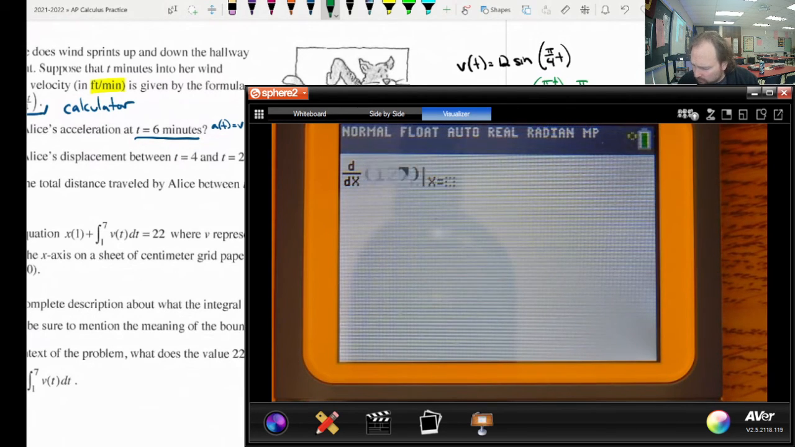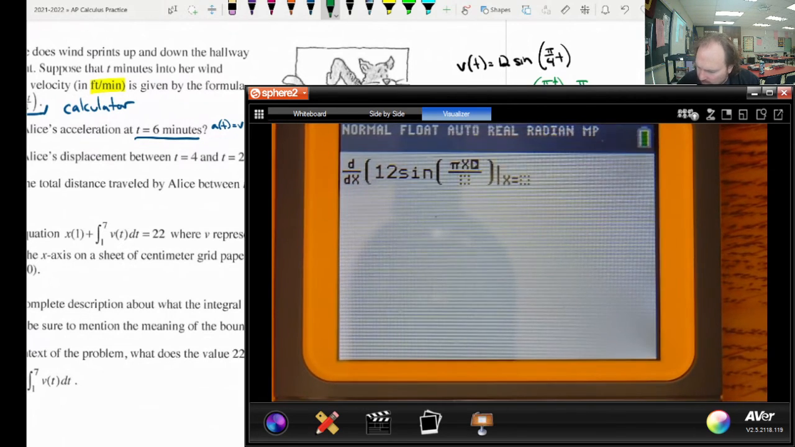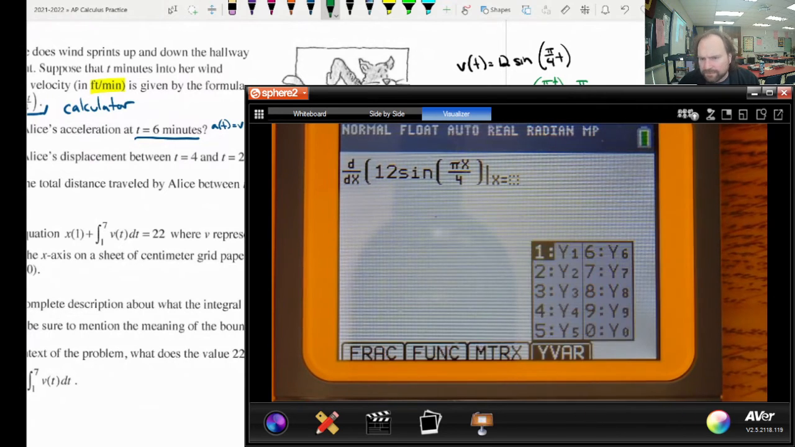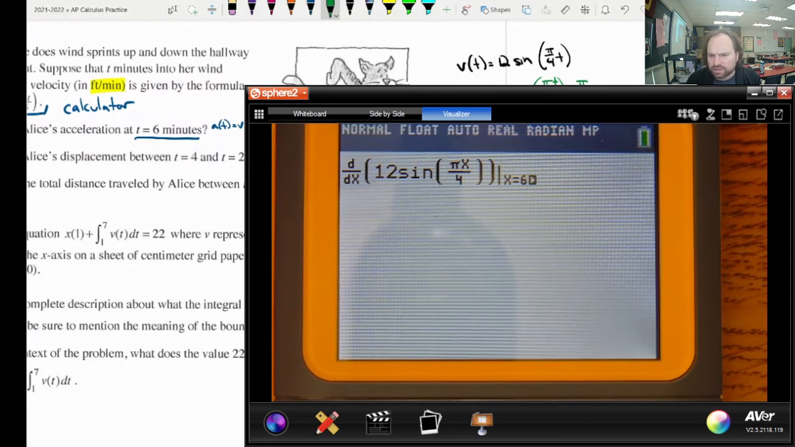In this box, you could just type that in again. It's not too tough to do. 12 sine of pi x over 4, like that. Or you could go into the calculator, open up the F4 menu, and select y1, since we did that anyway. And then finally, we are going to make this when x equals 6, because we really want to know what the acceleration is at 6.